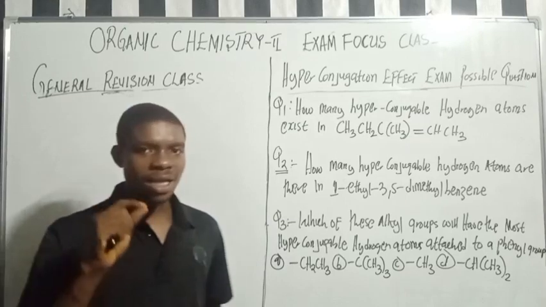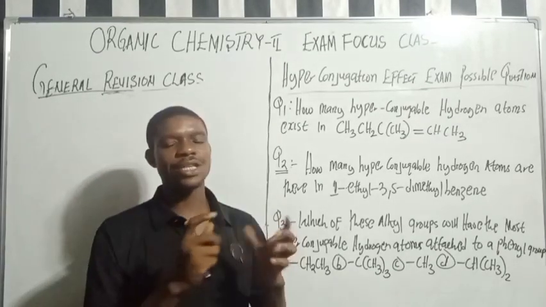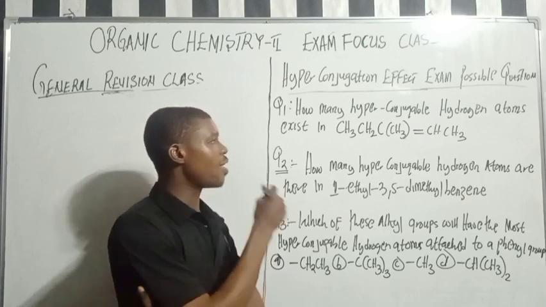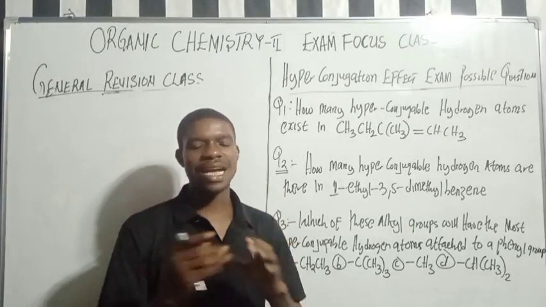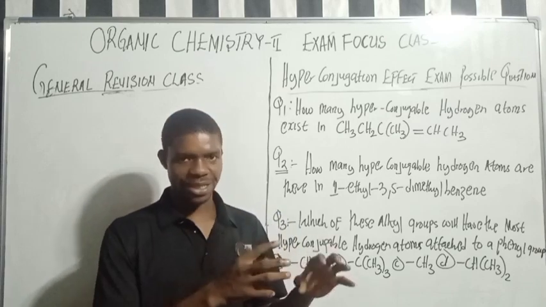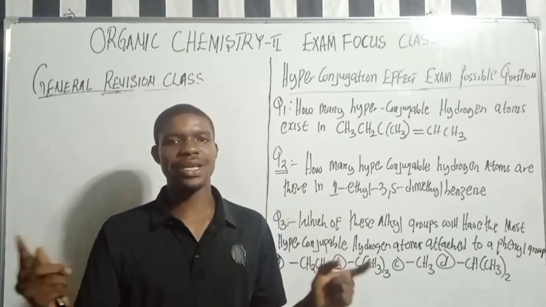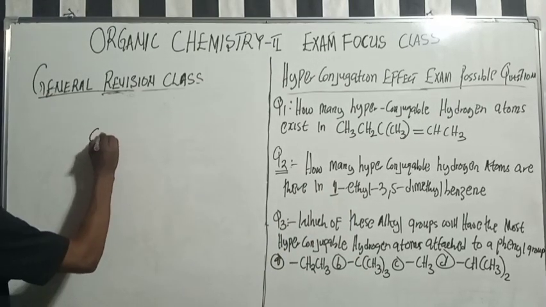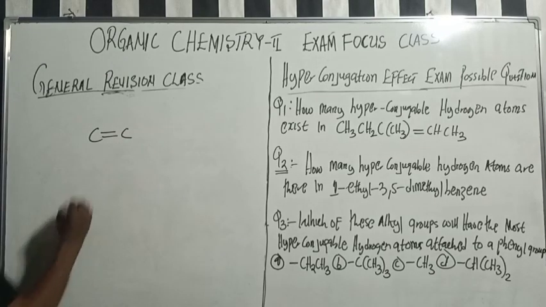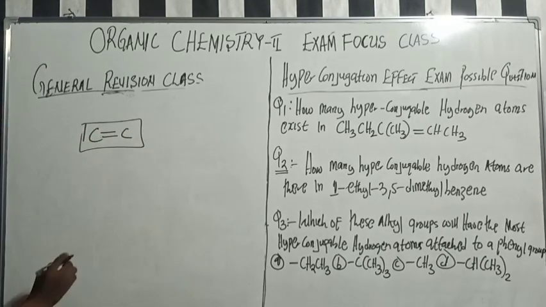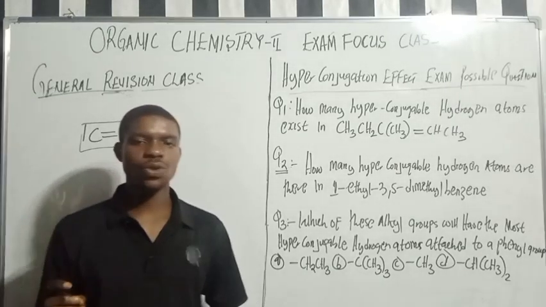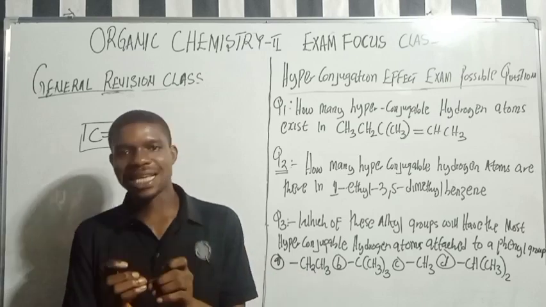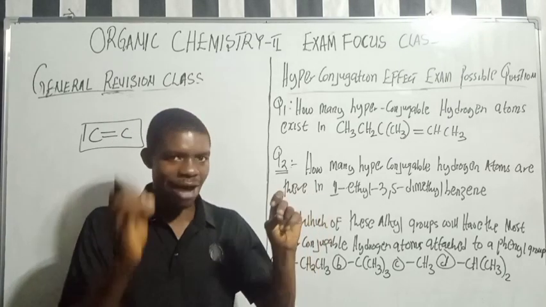For you to understand hyperconjugable hydrogen, there are some things you must take note of. For the hyperconjugation effect to occur, there are some conditions that you must meet. The first one is that there must be a carbon-carbon double bond. And the next thing is that there must be an alpha carbon. Any carbon atom that is attached to the carbon that carries the double bond is called an alpha carbon.